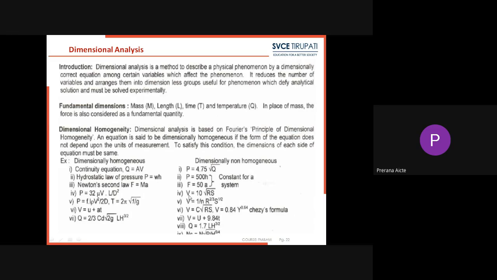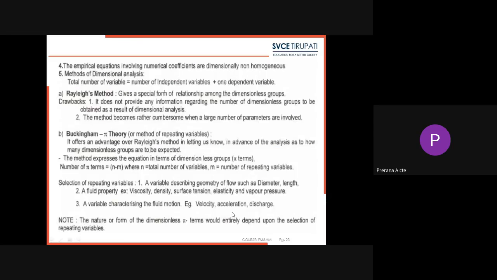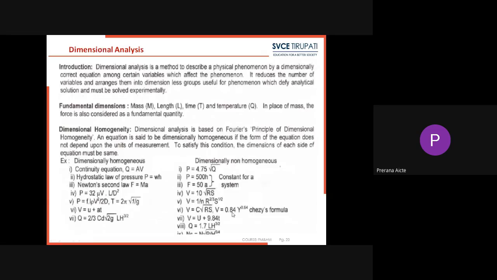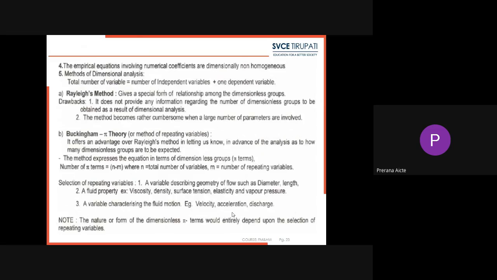And the next ones are P equals 500 H, and F equals 50 A, and V equals 10 into square root of Rs, and V equals 1 by N R power 2 by 3 into S power 1 by 2. Then V equals C into square root of Rs, V equals 0.85 into Y power 0.64. So these are Chezy's formulas and Manning's formulas, and V equals U plus 9.84 T, and Q equals 1.7 L H power 3 by 2, etc. So all of these are considered dimensionally non-homogeneous equations. The empirical equations involving numerical coefficients are dimensionally non-homogeneous equations only.